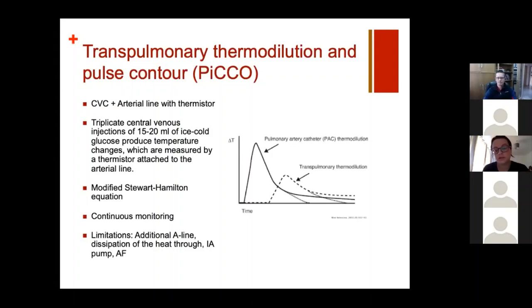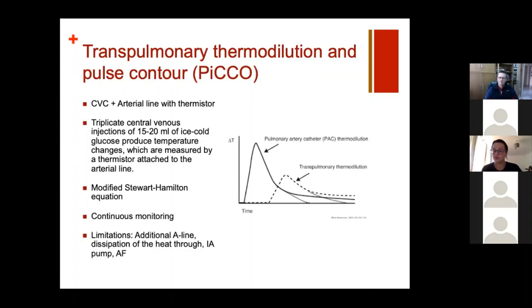So you can see that the diagram is very similar to the pulmonary artery catheter thermodilution. However, the peak is smaller because the volume of fluid circulates through a large part of the body, and the time is a bit further along because of the distance between the central line and the arterial line. Again, we're using the Stewart-Hamilton equation. It allows continuous monitoring by pulse contour analysis. However, the injection is used for calibration.